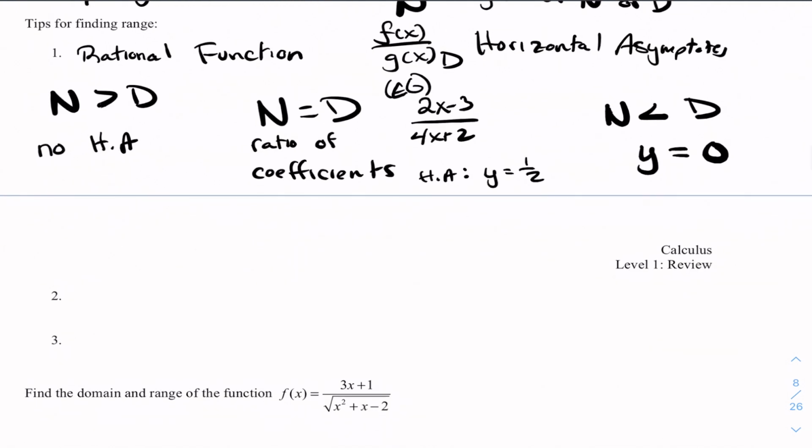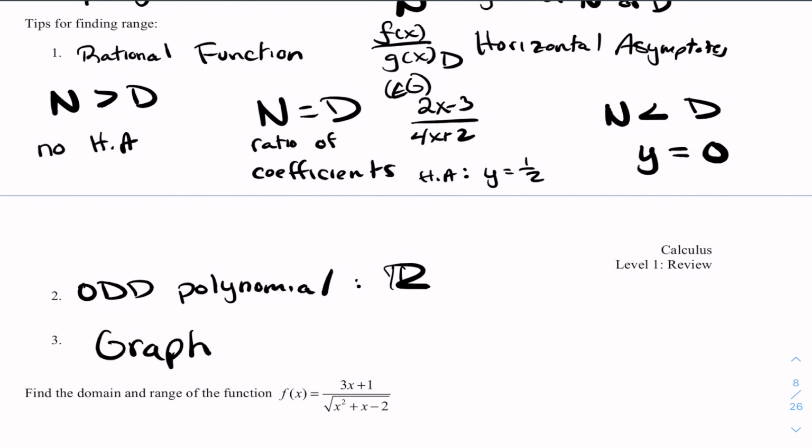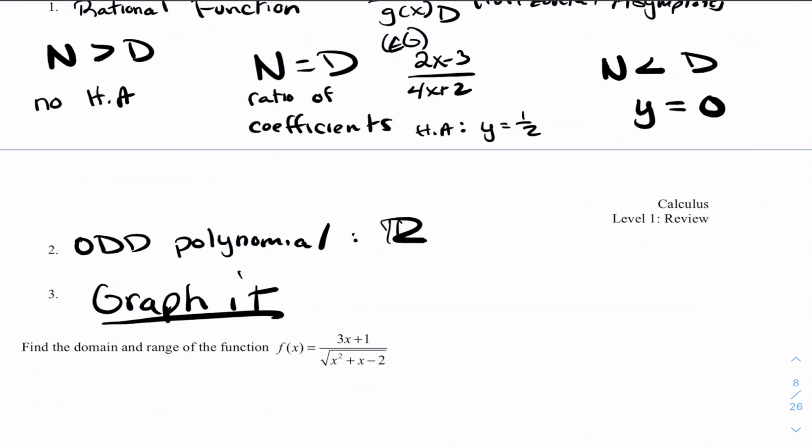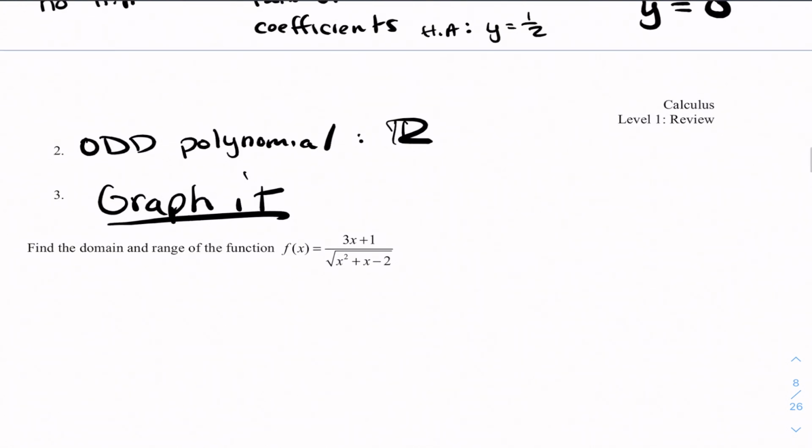A couple other functions that you should know the range of: odd polynomials will always have a range of all reals. Otherwise, we need to graph it to identify what the range is. So let's look at a couple interesting cases here. It says find the domain and the range of the function f of x is equal to 3x minus 1 divided by the square root of x squared plus x minus 2.